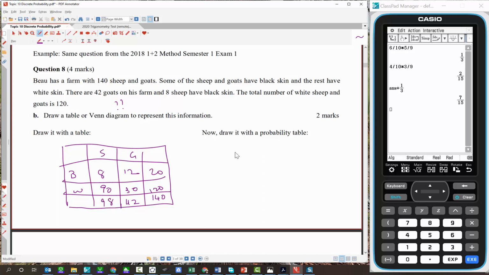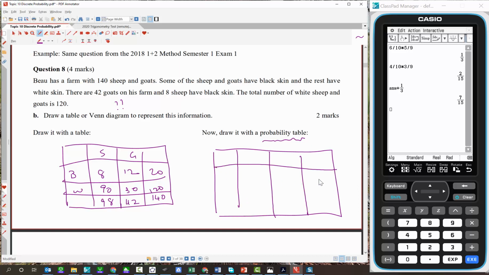All right, so if we were to draw it with a probability table, noting that if this was the instruction to produce a probability table, then it's going to look very similar. Except this time, sheep, goats, black, white. What's going to happen is that number there needs to be 1, and this is going to be 8 out of 140. So all of them have to be probabilities. 12 out of 140, 20 out of 140, etc.